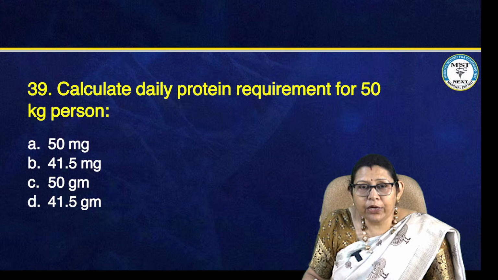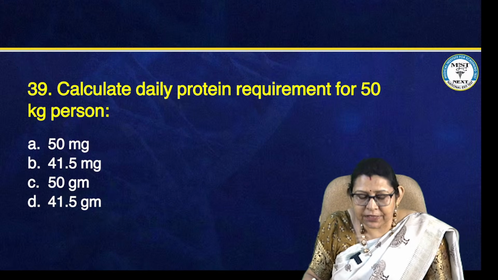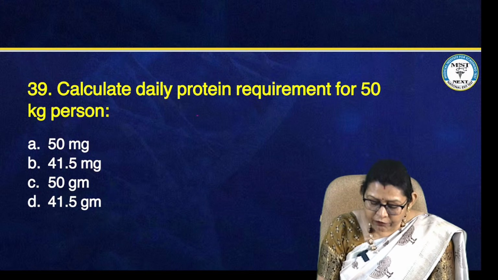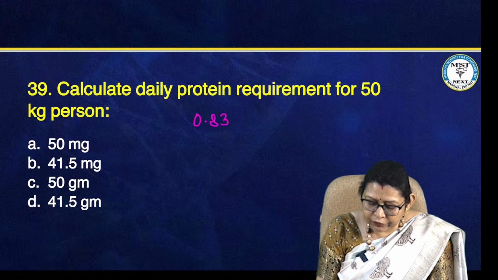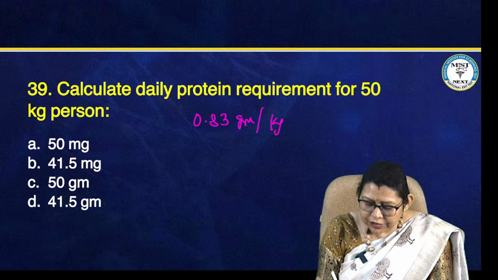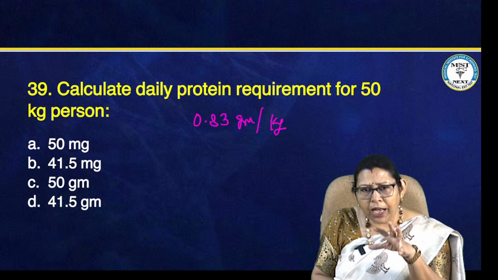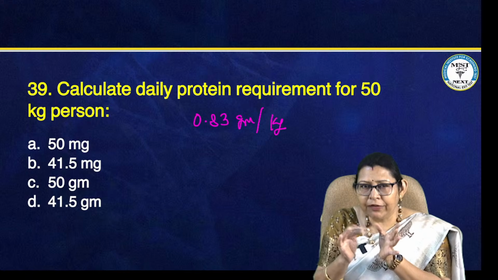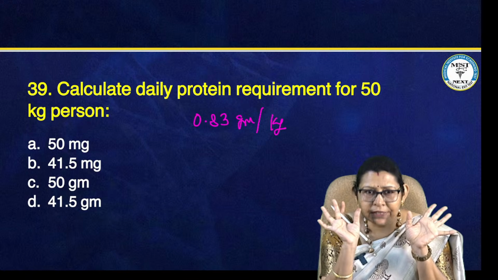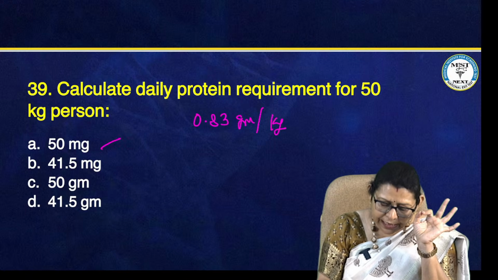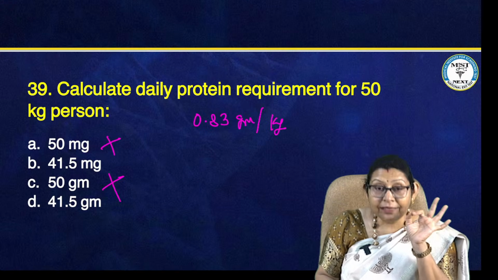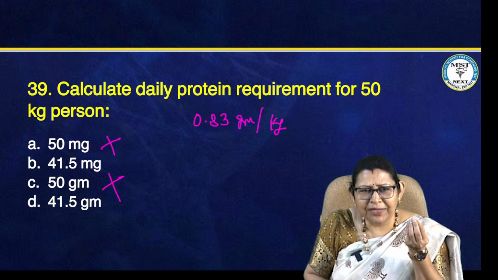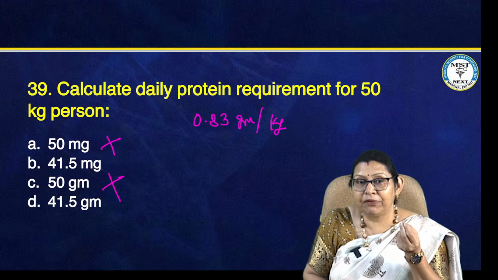The daily protein requirement of a 50 kg person. We know the daily protein requirement is 0.83 gram per kg of the body weight. ठीक है? अब यहाँ पे 1 kg होता तो 50 होता. अब 1 kg 0.83 है तो 50 से कम होगा. अब ओनली यहाँ पे कैच है कि whether this is a gram or milligram. एक छोटा सा कैच है, लेकिन कभी कभी वहां पे कंफ्यूजन हो जाता है.